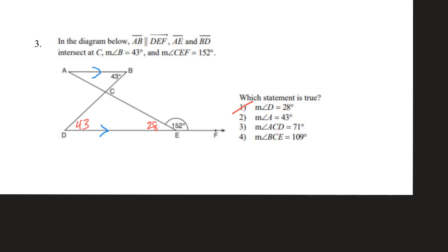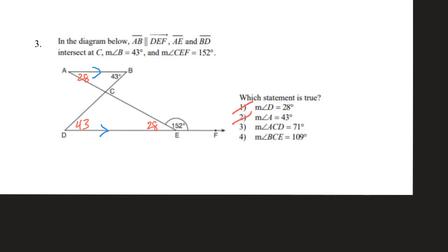Okay, so now we're looking at choice 2, which is the measure of angle A is 43 degrees. All right, again, I'm going to use parallel lines cut by a transversal. A and DE. This time the transversal is ACE. So this 28 that I just found, well, it was actually good that I found it. And this angle right here, those are alternate interior angles. So angle A must be 28. And therefore that cancels out choice number 2.